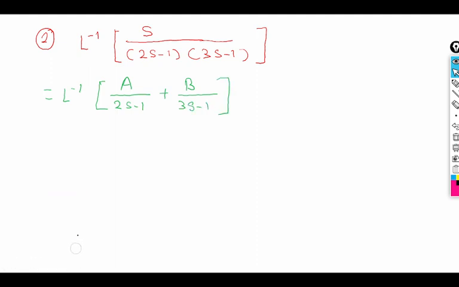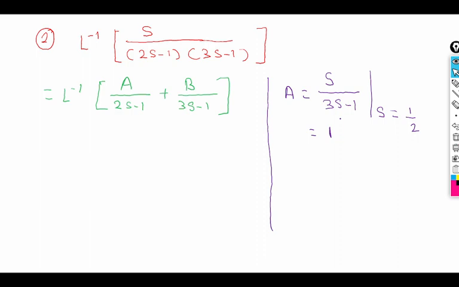Next part, we mainly calculate the values of the constants. To get the value of A, ignore this 2s minus 1 and write down the remaining. The remaining part is s upon 3s minus 1, where we'll equate the denominator of A to 0. You'll get 2s minus 1 is 0, so s is 1 by 2. And if you replace s by 1 by 2, you will get 1 by 2 divided by 3 by 2 minus 1. So 1 by 2 upon 3 by 2 minus 1 is again 1 by 2. So it is 1. So the value of A is 1.